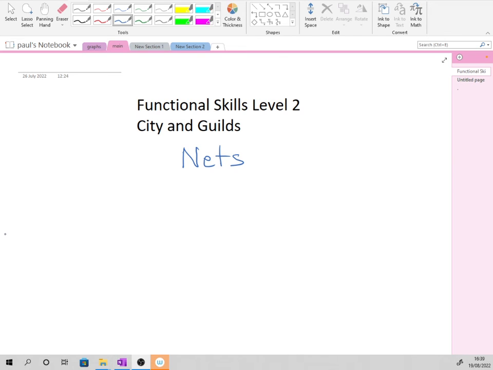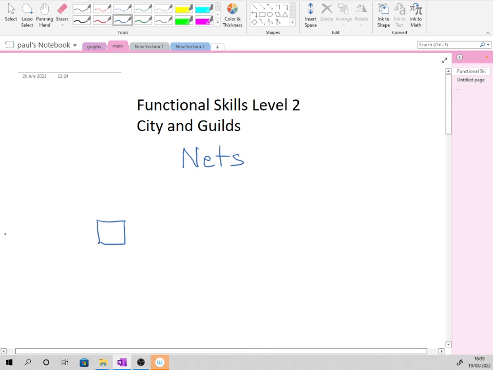Hello, right, okay, this one's on nets. Nets, what, not the sort of net that goes in a goal or a net that goes fishing with or something? No, this is mathematical nets. And what this is, you take a three-dimensional object, such as a cube, and you lay it out flat.